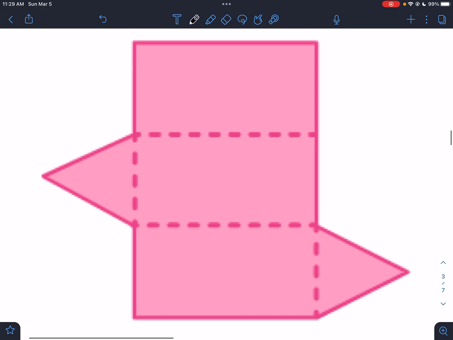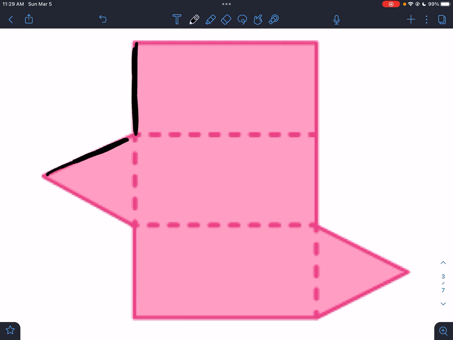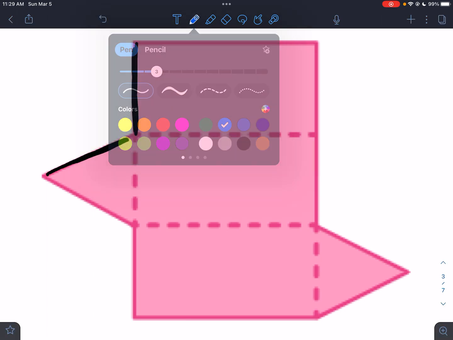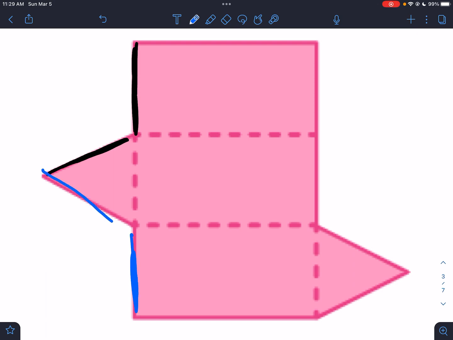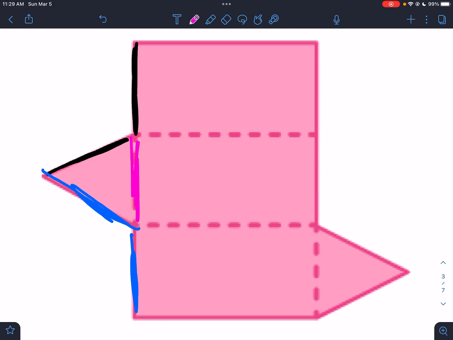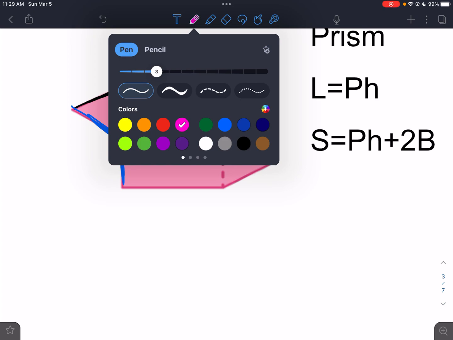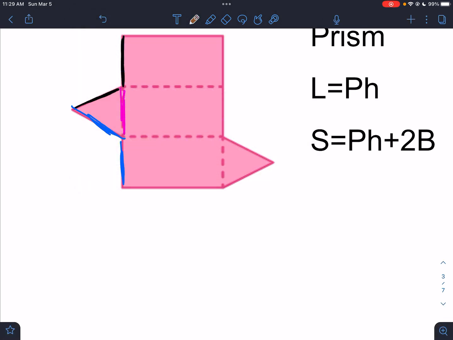So I want you to think real hard. If you were folding this shape, where would that black line land? Well, when you fold it up, it would be this side of the triangle. How about this blue line? Where would it land? It would be this side of the triangle. And then this pink area, well, it would be itself. So what is that distance? When you lay out all three of those colors, black, pink, and blue, wouldn't they wrap around the triangle?